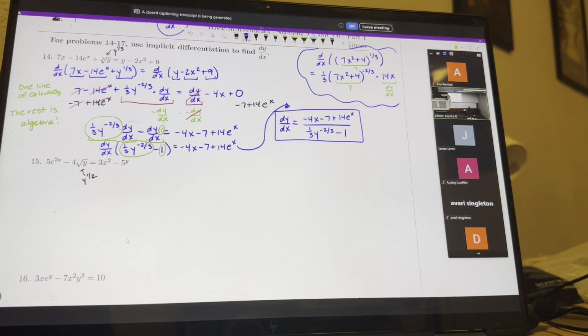All right, so let's take a look at this. We're going to take the derivative with respect to x of both sides. So 5e to the 2x minus 4y to the 1/2. And then on the right-hand side, we're taking the derivative with respect to x of 3x squared minus 5 to the y.